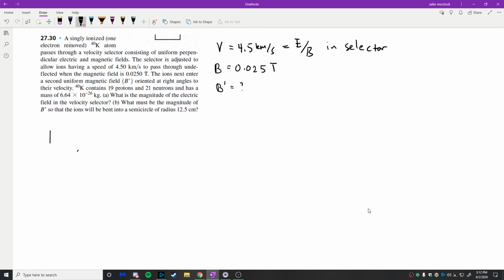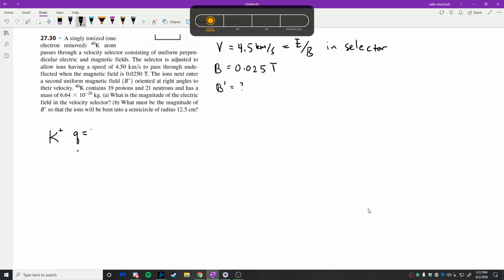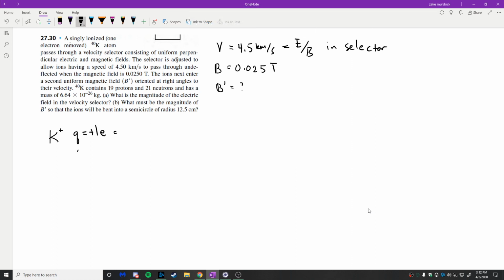One electron removed means this is going to be a positive ion, right? So yeah, the charge should just be positive 1 times the electron charge, or 1.6 times 10 to the negative 19. I think this is the charge. I think they're just trying to confuse you. Why do they do this? Whatever. Okay, and it has a mass of 6.64 times 10 to the negative 26. So there's our mass.